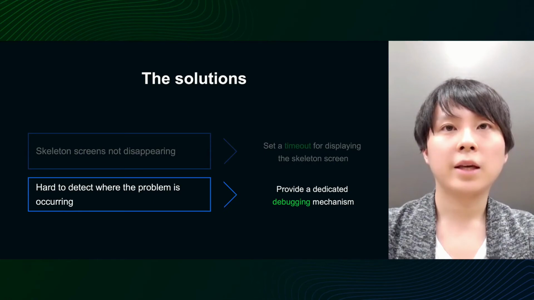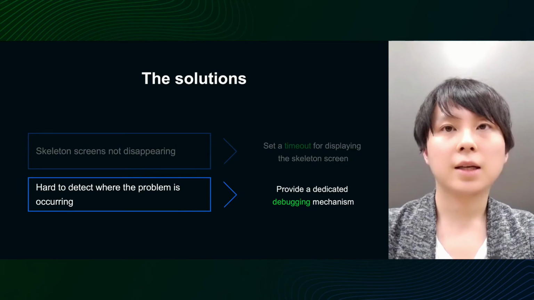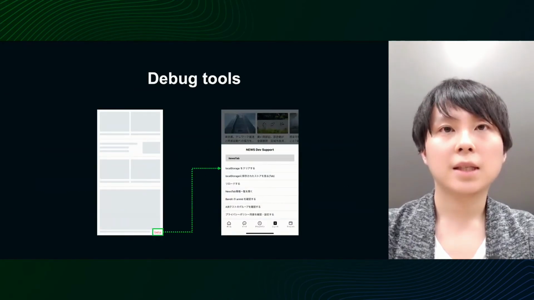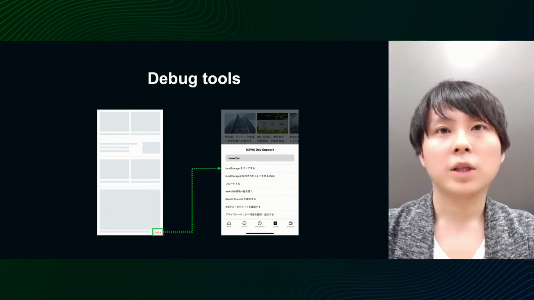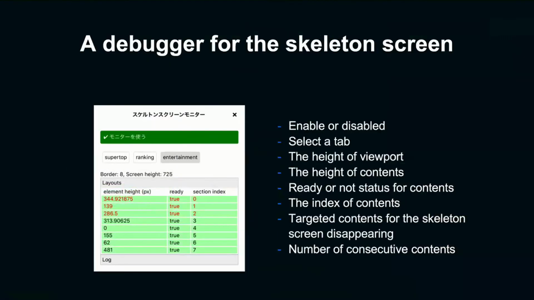Next, we added a debugging function for the skeleton screen to the debugging tool for developers, which we have already introduced in the News tab. The debugging tool we call Dev Support runs at runtime and allows you to check local storage and API call status on a standalone terminal.